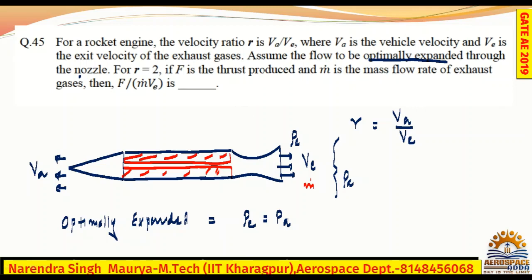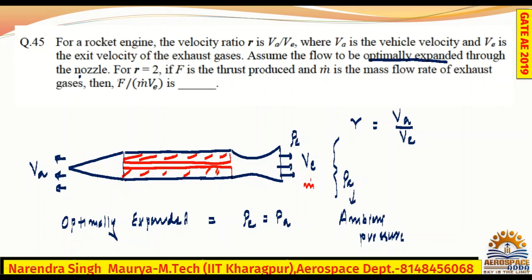You know all three types of expansion in a nozzle: over expansion, under expansion, and optimal expansion. So optimal expansion means expansion of the hot gases from the combustion chamber through the nozzle to the ambient pressure, and ambient pressure means atmospheric pressure. They have clearly mentioned: assume the flow to be optimally expanded through the nozzle.